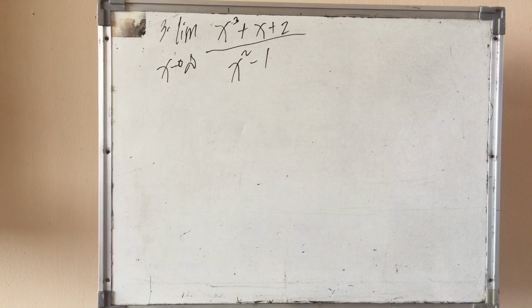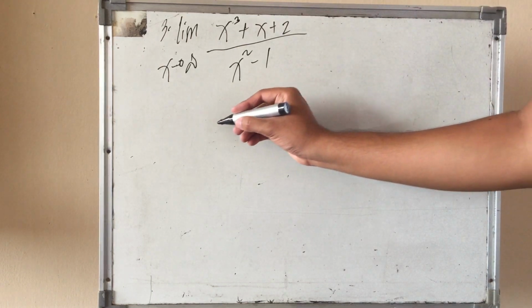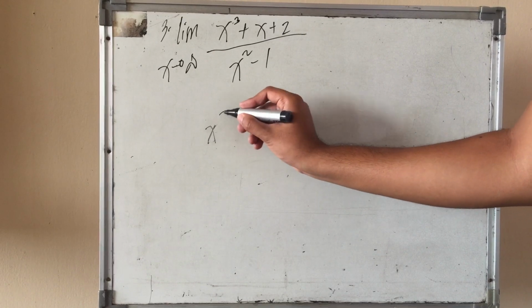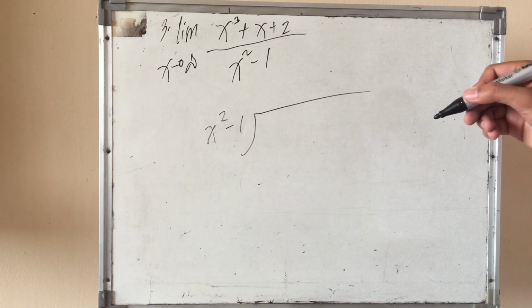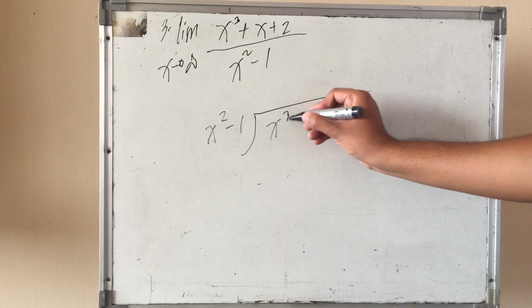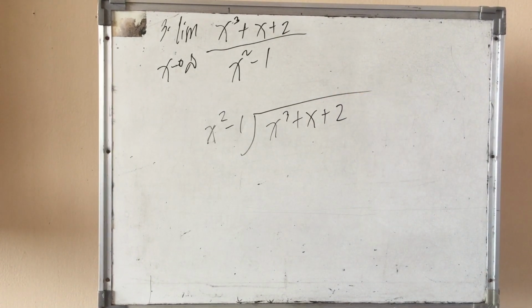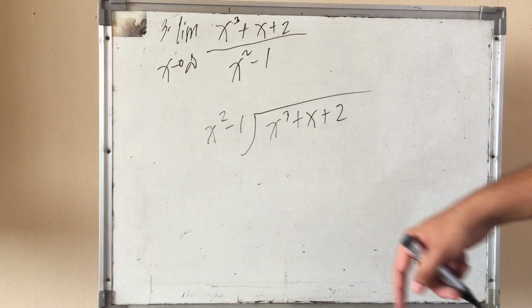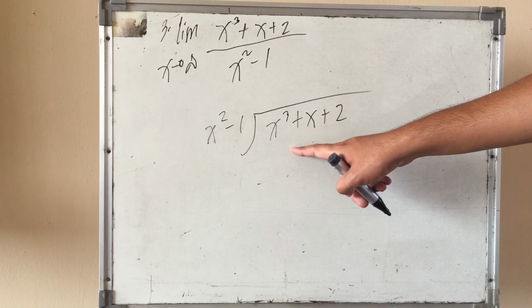Example number 3. Find the limit of (x³ + x + 2)/(x² - 1). This equation is a bit tricky. We need to simplify the expression first, and we shall apply the division of rational expressions. So we have x squared minus 1 divided into x cubed plus x plus 2. Applying division, x cubed divided by x squared is equal to x.